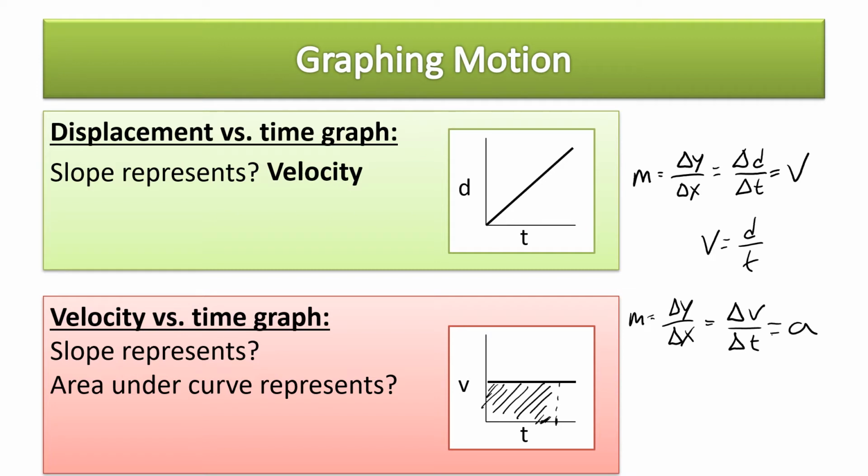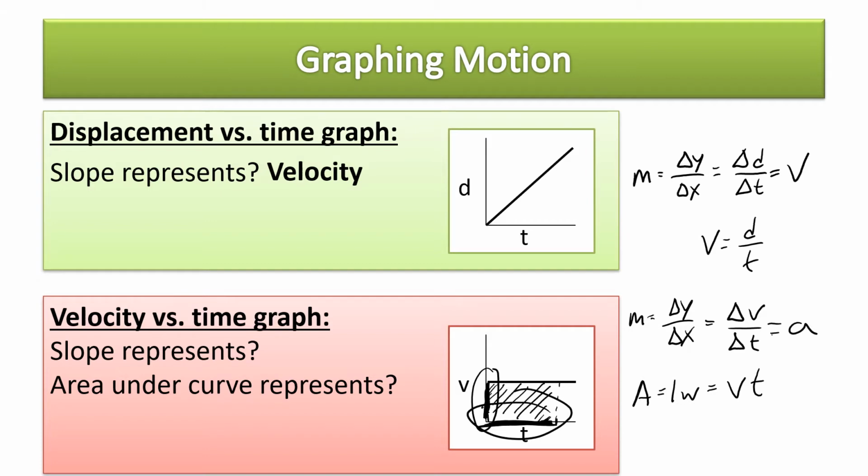And what is the equation for the area of a rectangle? It's the length times the width. And now the length is velocity and the width is the time, the y and the x values of that graph. So length times width becomes velocity times time. So which physical quantity is equivalent to velocity times time?